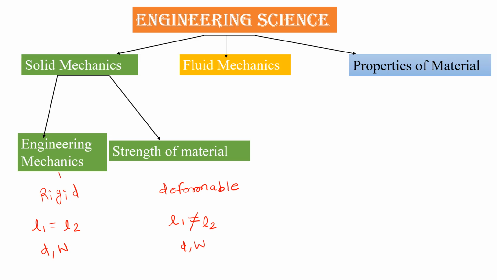We discuss all the properties related to rigid bodies in engineering mechanics, and in strength of material we'll discuss the properties with respect to deformable bodies. This is the simple difference between engineering mechanics and strength of material. So from here we'll start the actual syllabus related to strength of material.